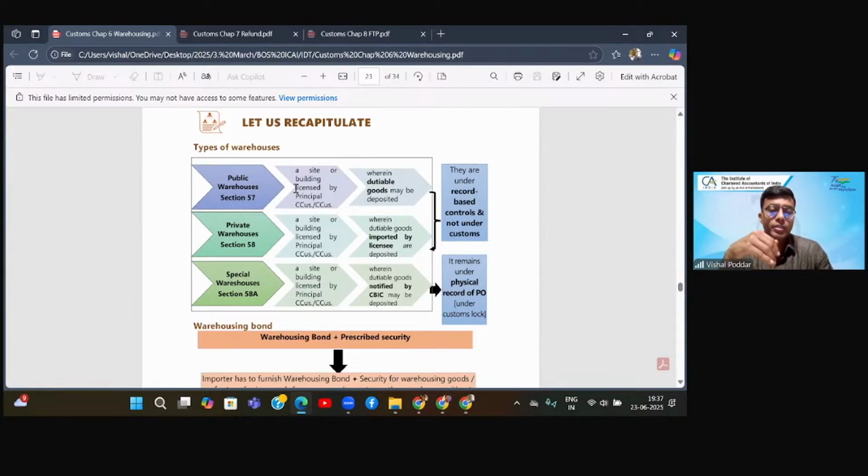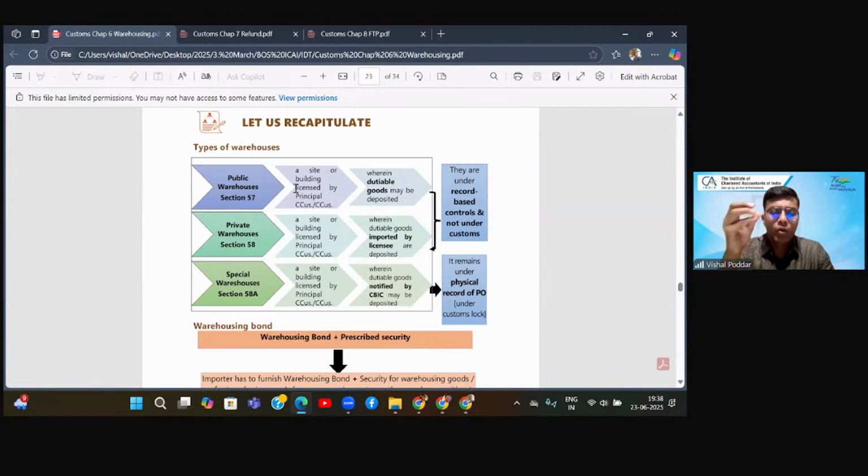You have taken a license. Now, in both the warehouses, what is common is your imported goods before payment of duty can be kept. The only difference is public warehouse can store goods of any importer. Private warehouses are mainly for your own purpose. Yes, in special circumstances, the board may allow other importers' goods to be kept over there, but otherwise it is mainly for your own goods only. So you're a regular importer, you have regular imports and you require the warehouse.